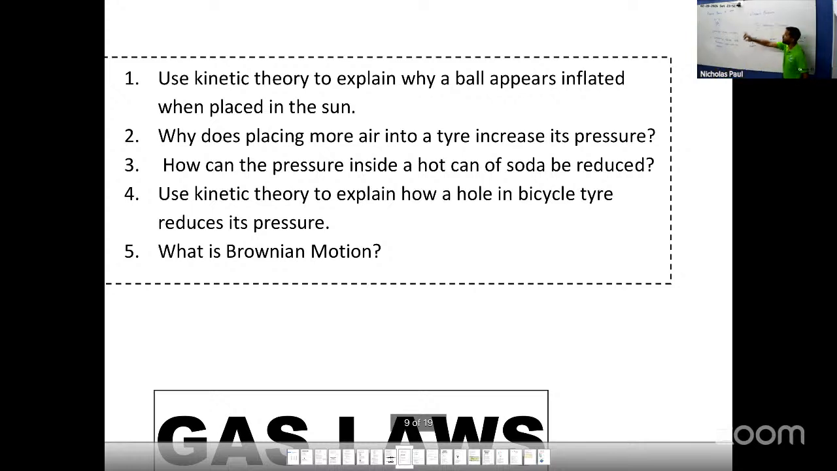Right, so what you can do is put it in the fridge. That will lower the temperature and lower the energy of the particles. Less energy, they move slower, collide less.